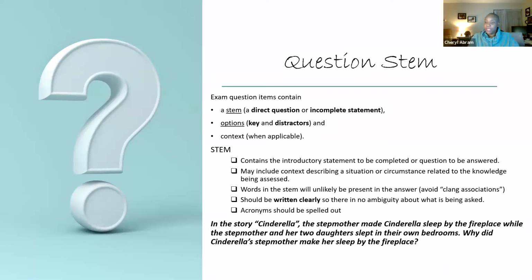For example, let's use an everyday example. In the story Cinderella, the stepmother made Cinderella sleep by the fireplace while the stepmother and her 2 daughters slept in their own bedrooms. Why did Cinderella's stepmother make her sleep by the fireplace? That is the stem, and there's a little context in there above that question. But the clear, no ambiguity question is, why did Cinderella's stepmother make her sleep by the fireplace? Period. That's it.